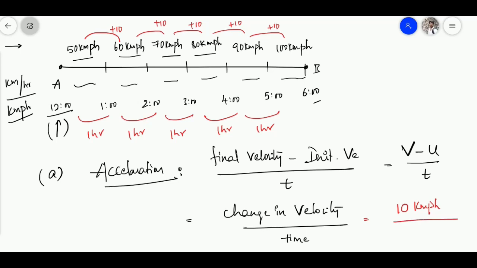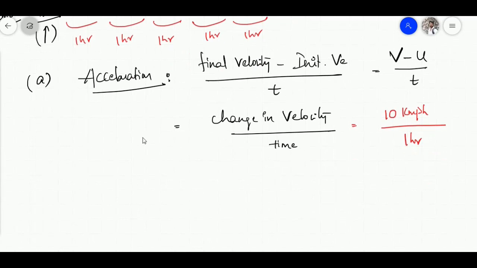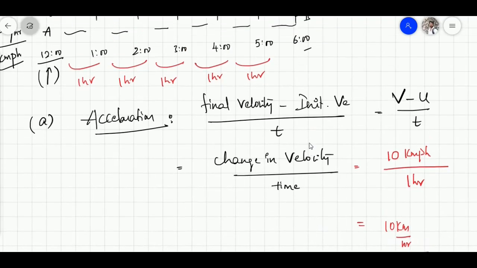by the time. How much time? For every 1 hour. Simple. Get the relation. 10 kilometer per hour by hour. So that gives you 10 kilometer per hour square. So acceleration a equals 10 kilometer per hour square. So get the journey first.